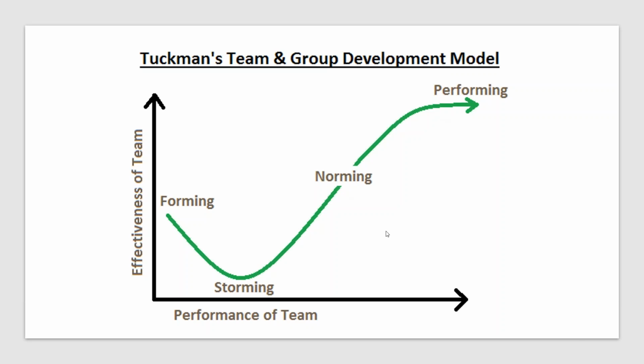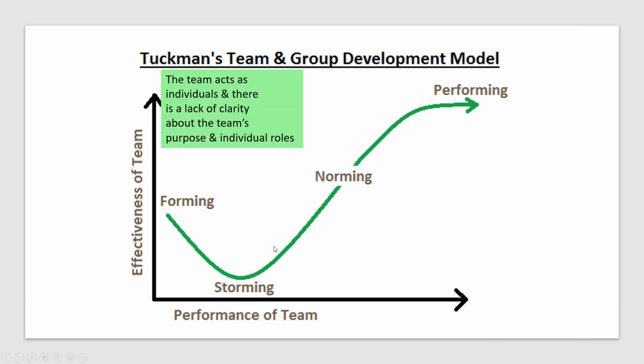So let's now build this model up a bit and just try to understand each of these. And I'm going to put up a couple of definitions. The first definition I want to put up is the forming definition. So how do you know a team is at that forming stage? Well, forming probably explains it pretty well. So this is a team that acts as individuals, and there's really a lack of clarity about the team's purpose, and people are unfamiliar with the individual roles of each of their team members, which is the exact opposite of what Anthony described a moment ago.